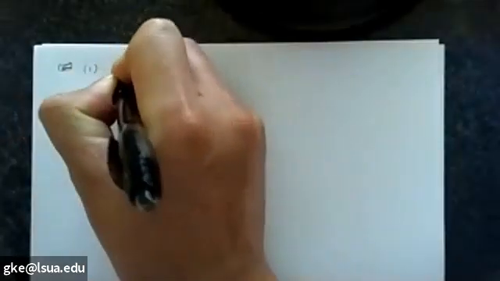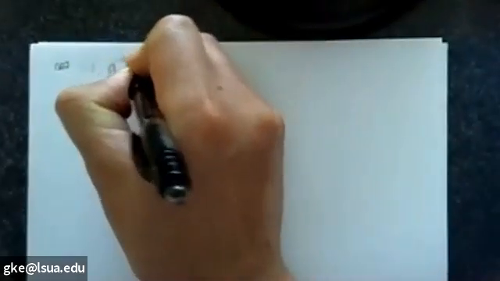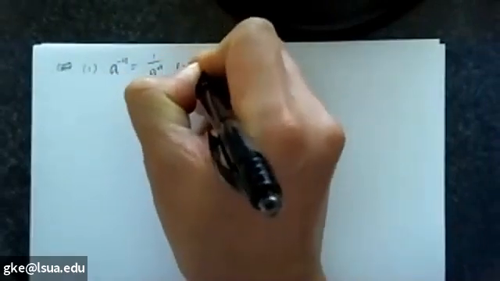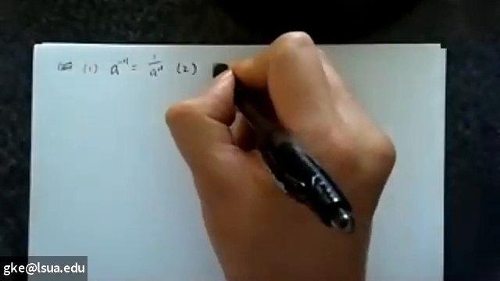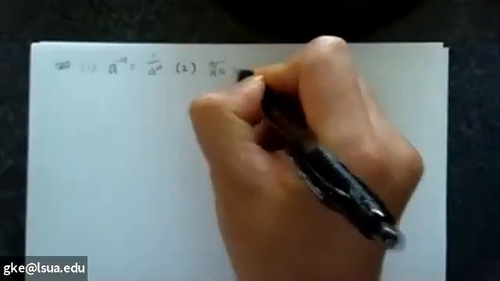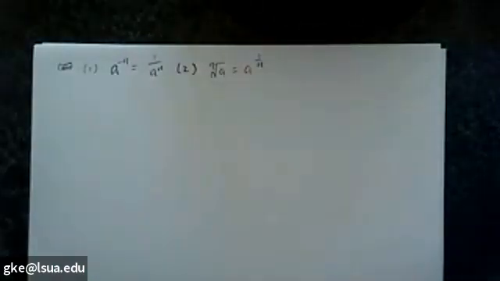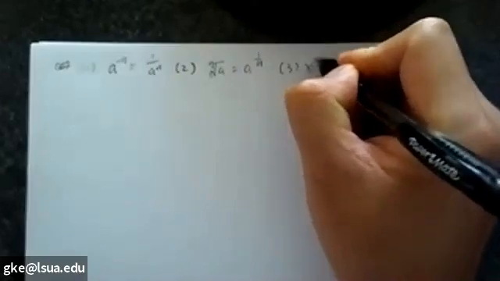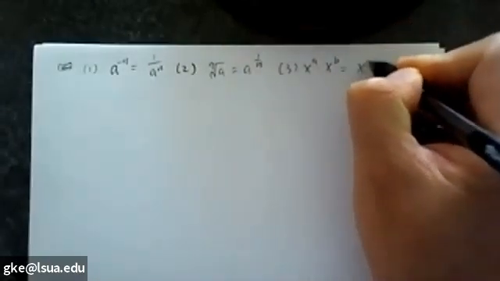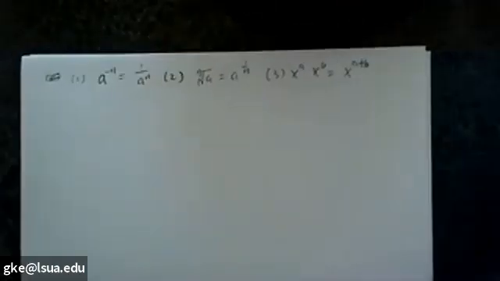Let's take a look. Let me write down the... oh, it's good. The second one is going to be square root of... the third one is going to be... fourth.